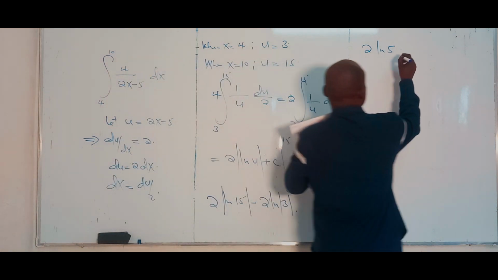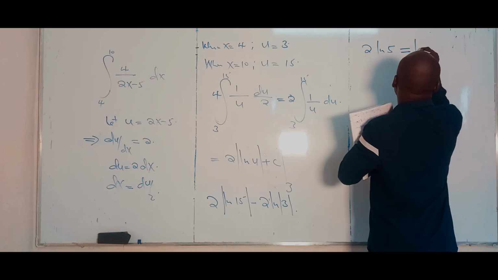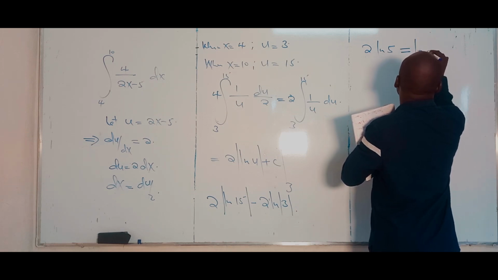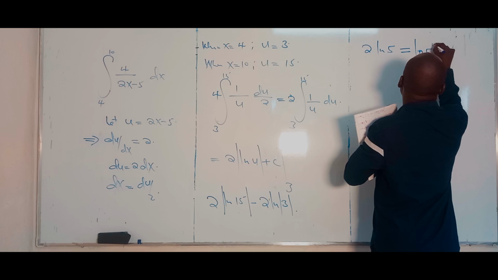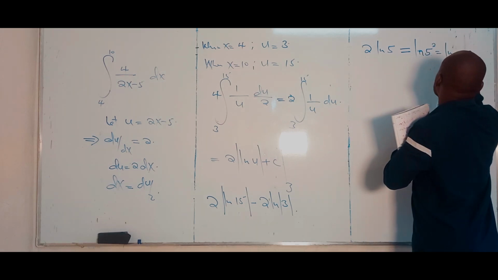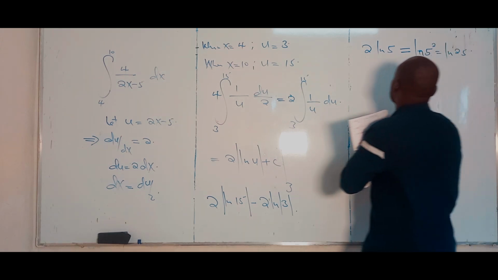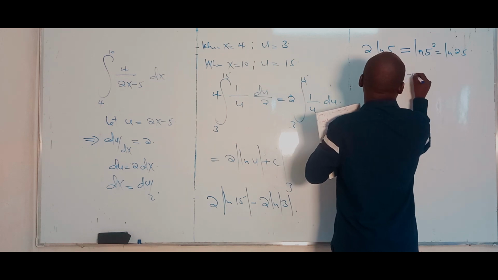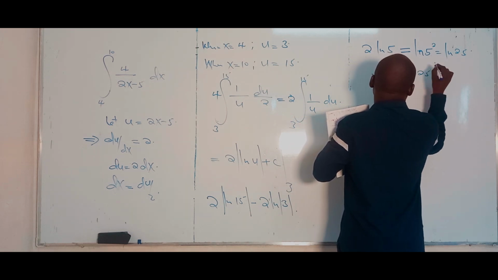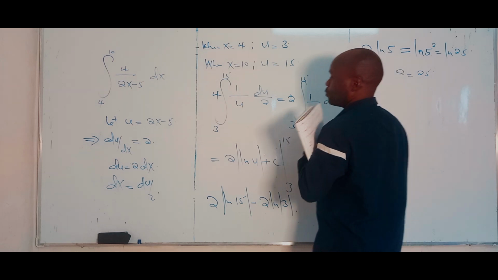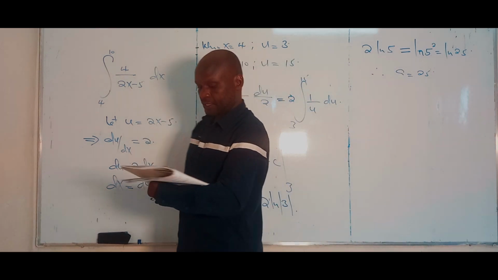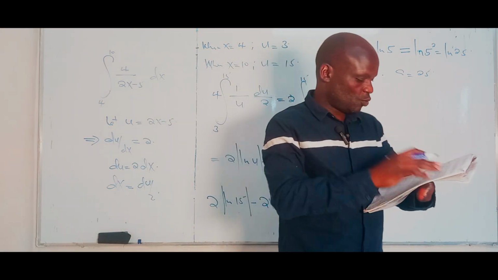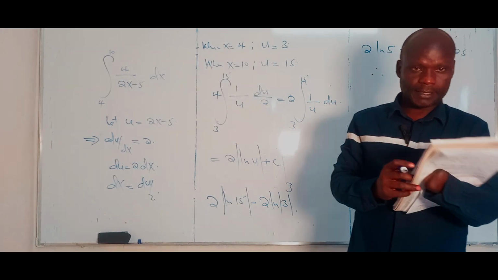And this is like saying ln of 5 squared, which is ln 25. Therefore, our A as required is 25. That's the answer to part A. Now we need to see what part B looks like.